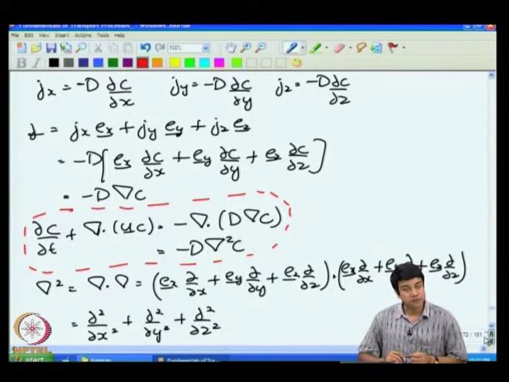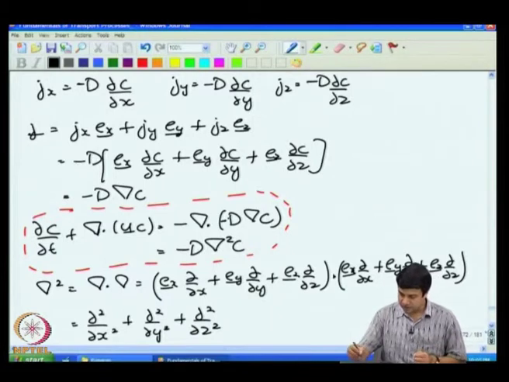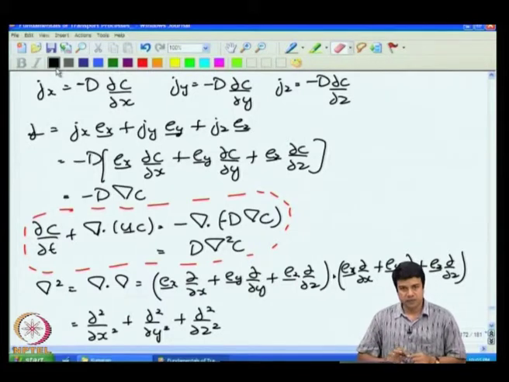So, if I put this expression for the flux into my conservation equation, then I get the equation as partial c by partial t plus divergence of u times c is D del square c. And I told you in the last class that del square is the Laplacian operator. In Cartesian coordinates, it is partial square by partial x square, plus partial square by partial y square plus partial square by partial z square. This is a scalar, it is del dot del. Two vectors dotted with each other give you a scalar.